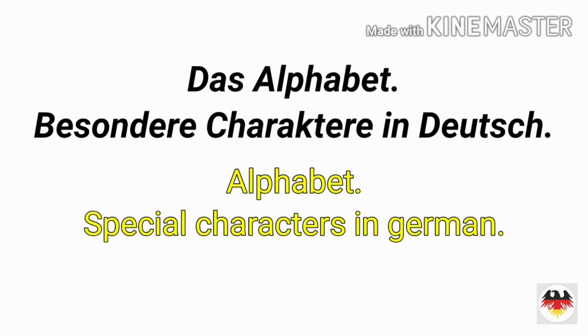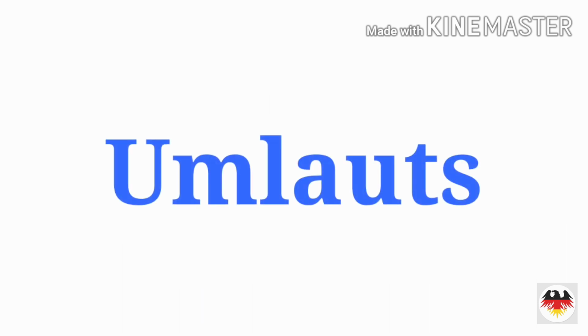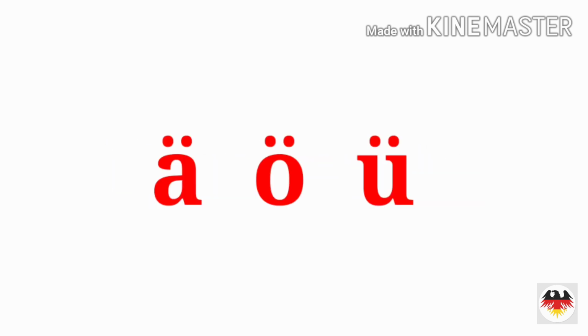Here in this video I want to give you some information about special characters of German and their pronunciation. We generally call it umlaut. The purpose of an umlaut is to change a vowel. Three vowels in the German language have an umlaut, and it can affect the vowels a, o, u.